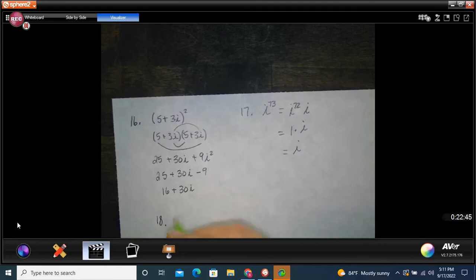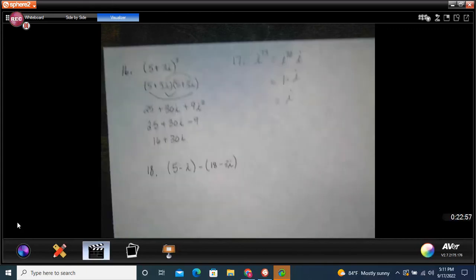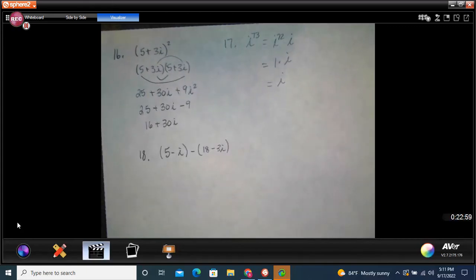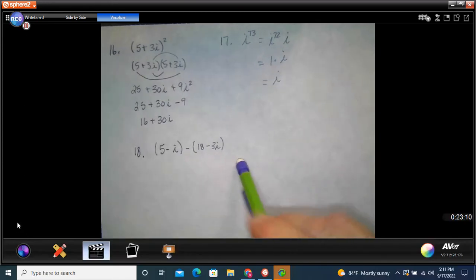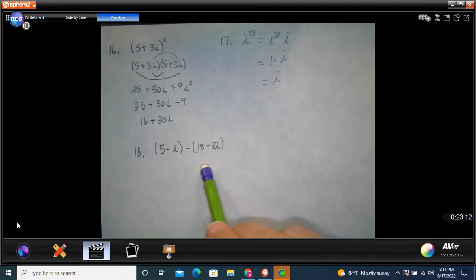18. We have the quantity 5 minus i minus the quantity 18 minus 3i. So when I make up these tests, I just use tests that I've used before. I go to different forms of it, and I go in and I change the numbers, same way I generate the review sheet. And I can't tell you how many people multiplied these together because of the two sets of parentheses. And that's not what we're asking you to do.